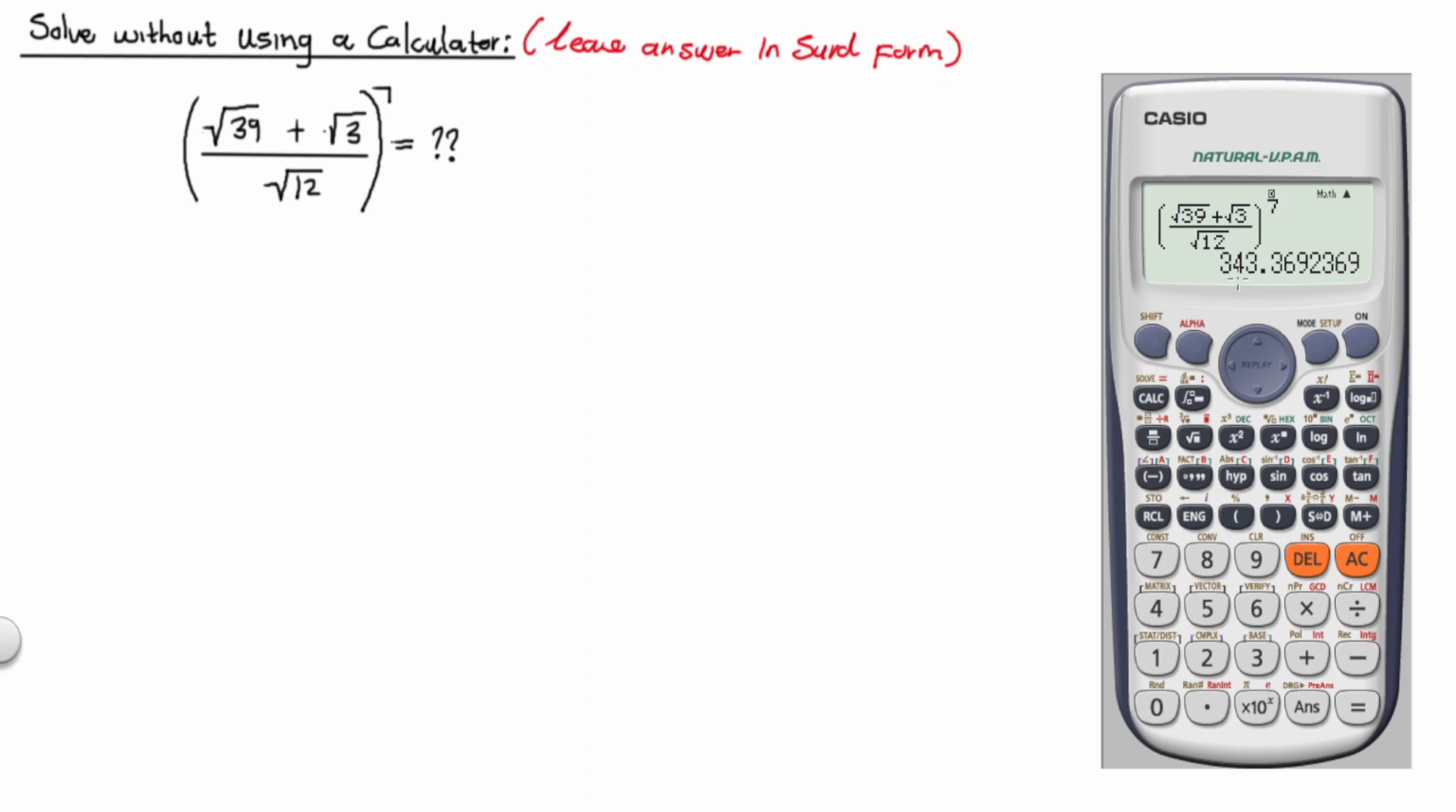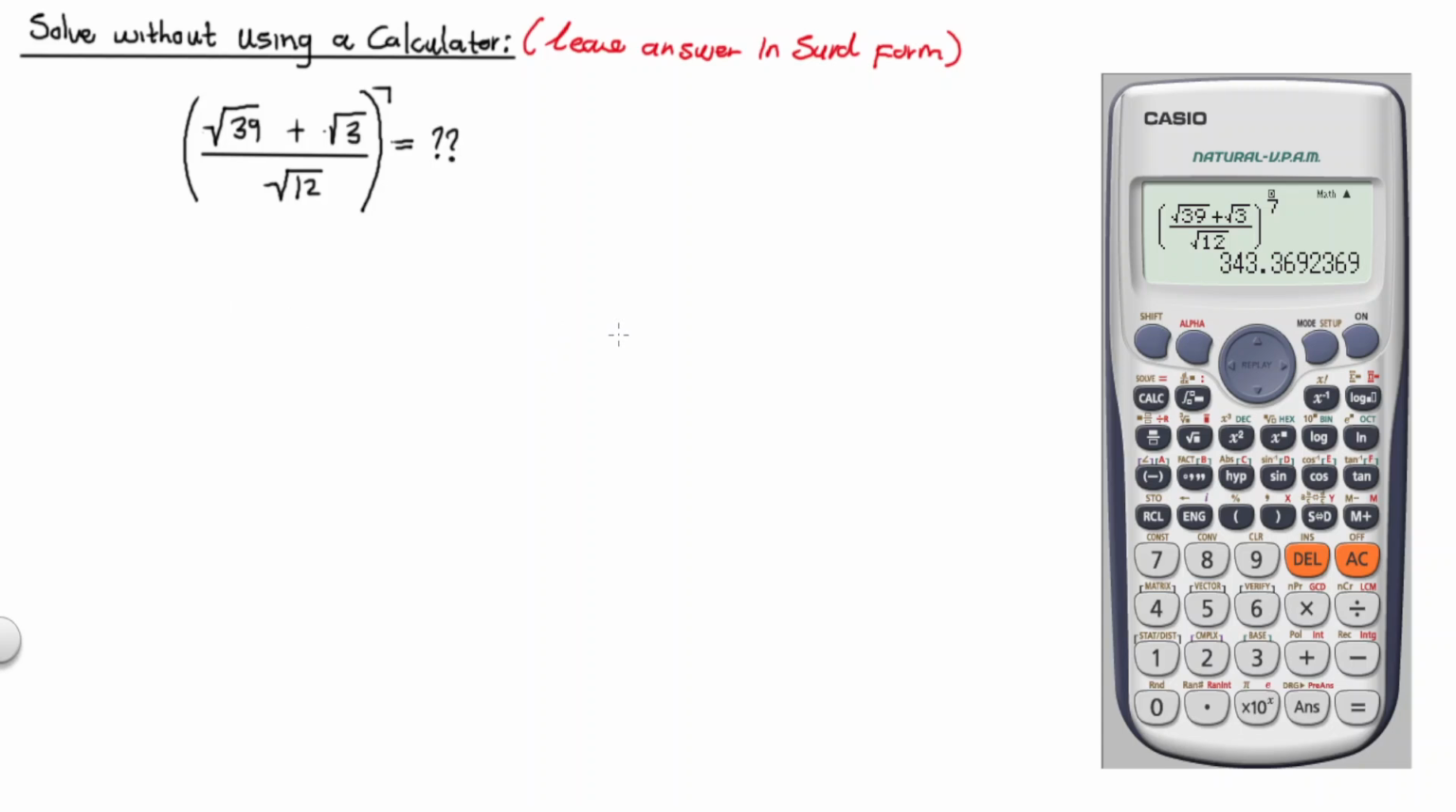343.3692369. Okay. When you punch it in, it comes out as a decimal, right? And when it comes out as a decimal like this, in the red brackets it says leave your answer in surd form. Even a calculator can't calculate this expression and leave the answer in surd form. It can only solve it in decimal form. It can't leave it in surd form.